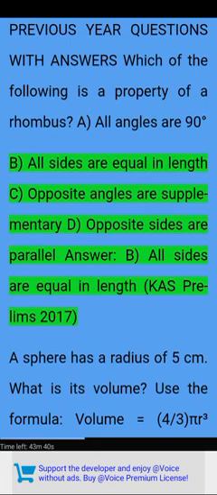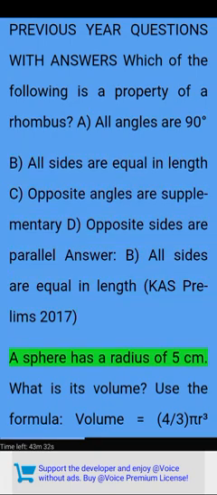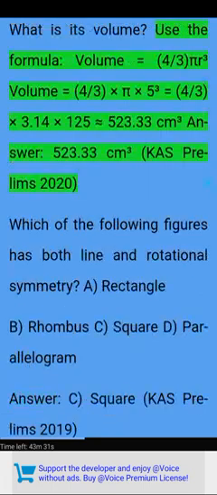CAS Prelims 2017. A sphere has a radius of 5 centimeters. What is its volume? Use the formula: volume equals 4/3 pi r cubed. Volume equals 4/3 times pi times 5 cubed, equals 4/3 times 3.14 times 125, approximately equals 523.33 cc. Answer. 523.33 cc.